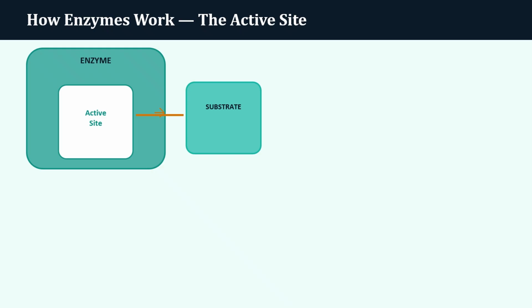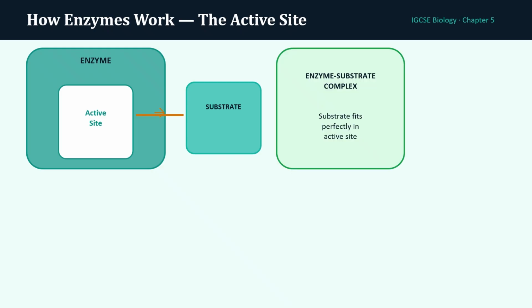So when the substrate slides into the active site, they join together to form what we call an enzyme-substrate complex. This is temporary. It only lasts for a very short period of time. Inside this complex, the enzyme causes the substrate to change. It either breaks it into smaller molecules or joins it into another molecule. So the result is called the product.